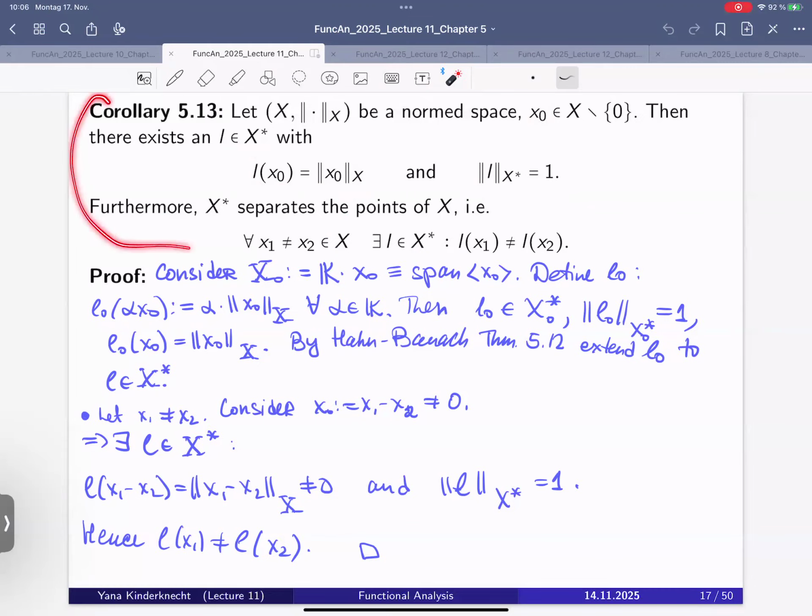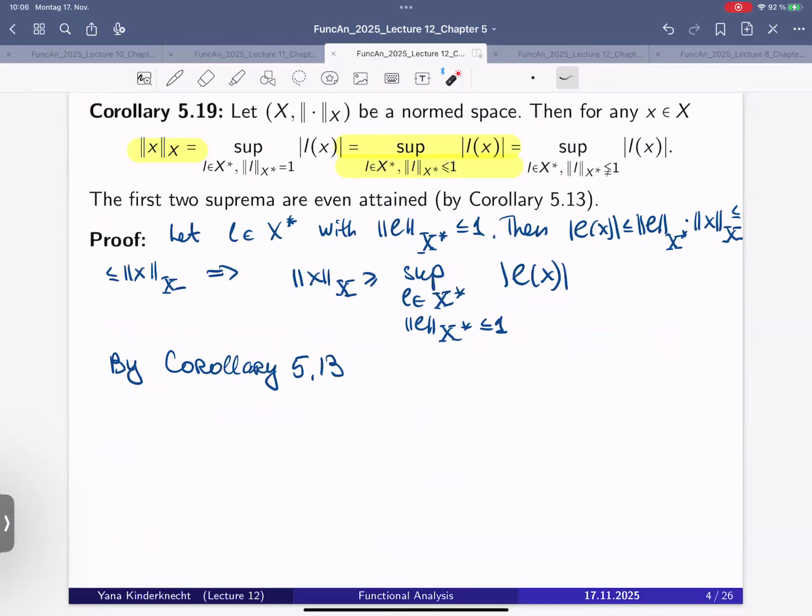So how are we going to use it? We have seen that this inequality holds, but then by corollary 5.13, there is L satisfying this condition such that L at a fixed point x is exactly the norm of x. So even identity. By the corollary, we have identity here. Agree? Okay. Yes, perfect. So we have shown this identity.